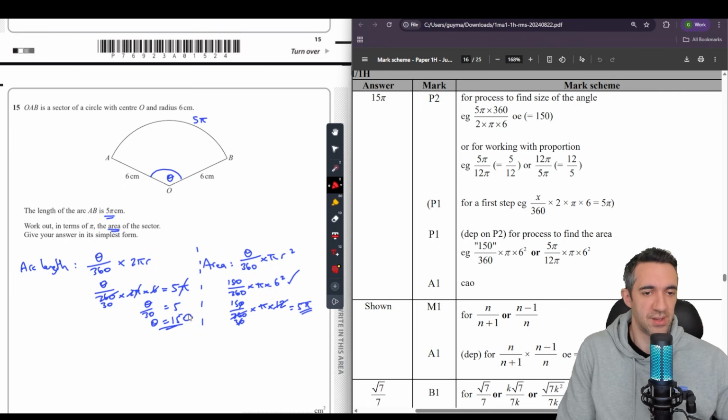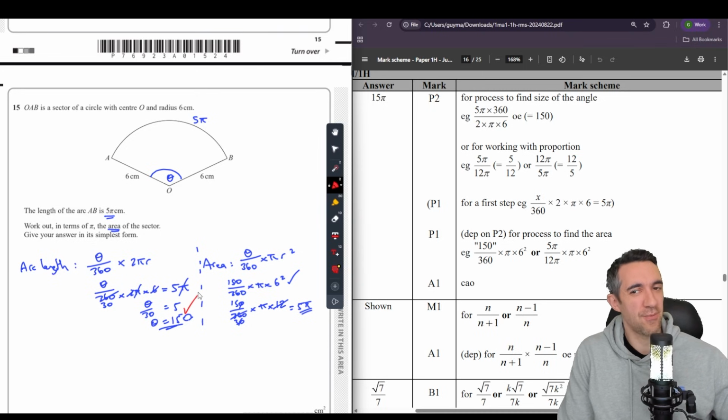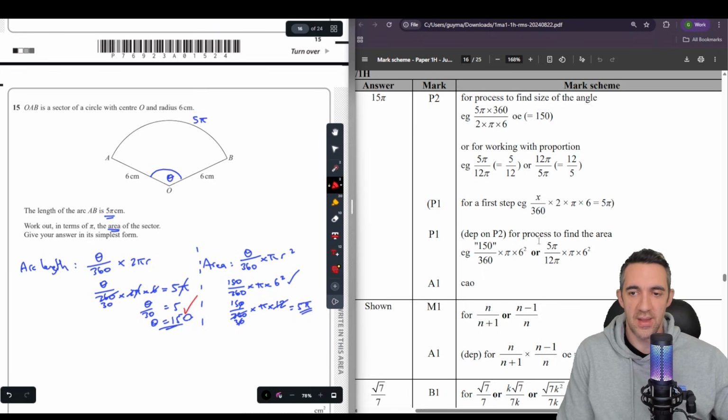So we get 2 marks for that to get to this angle here. We didn't actually have to get it right. It was the process that had to be there. We had that, so that's fine. And then process to find the area. So yeah, that's what I thought.